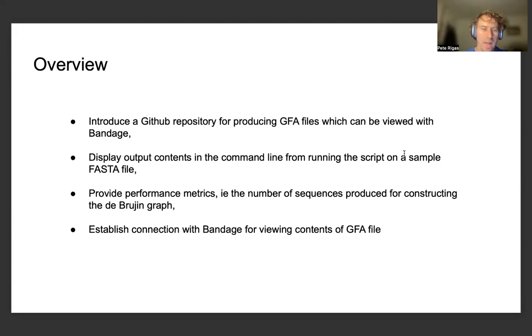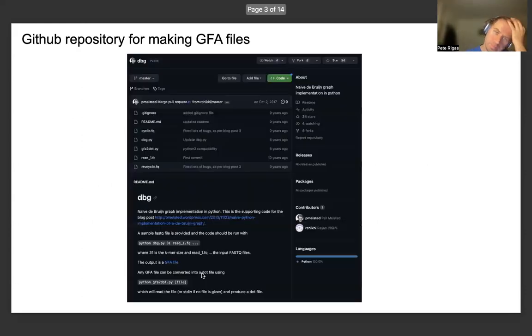And we'll be displaying the output contents in the command line that are produced from running the script on a sample FASTA file. And this will allow us to provide performance metrics, i.e. the number of sequences produced for constructing the De Bruijn graph. And we'll conclude by establishing a connection with Bandage, which is a bioinformatics application that I described in another presentation on the channel that we can use for viewing the contents of the GFA file.